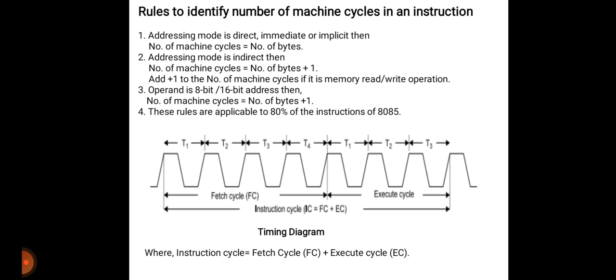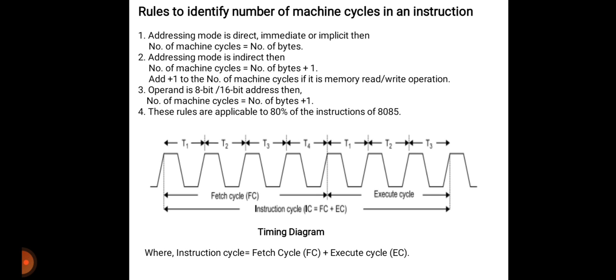Next rule is, if the addressing mode is indirect, then the number of machine cycles is equal to the number of bytes plus 1. We add 1 to the number of machine cycles if a memory read or memory write operation is executing. Then the third rule is, if the operand is an 8-bit or 16-bit address, then the number of machine cycles is equal to the number of bytes plus 1.